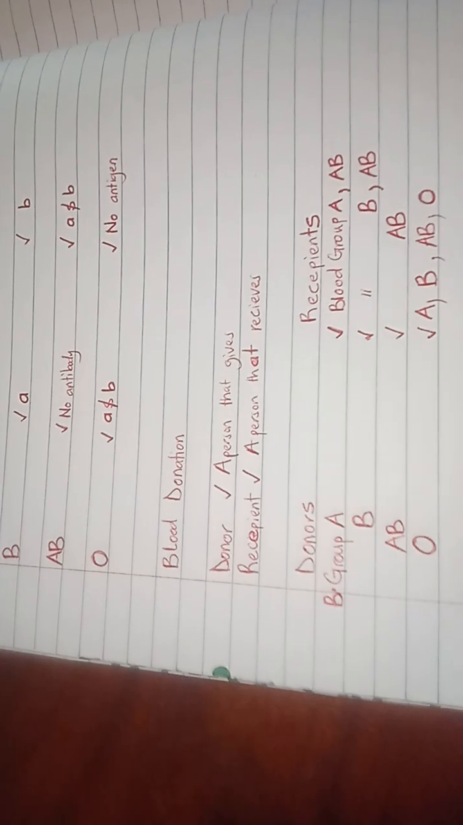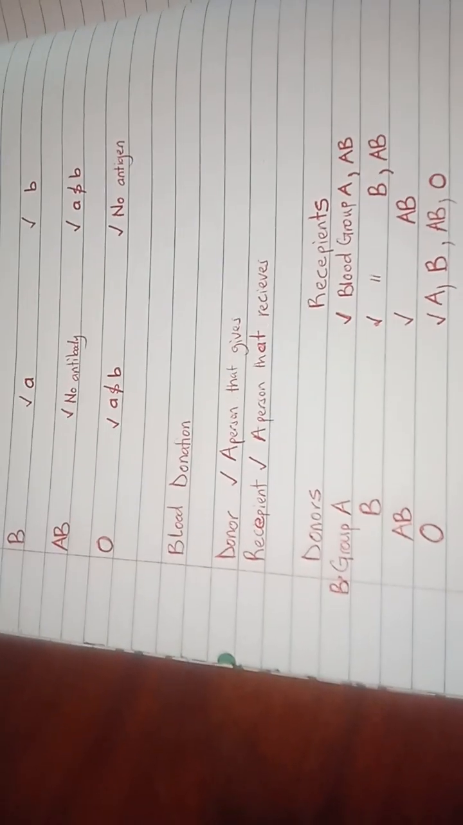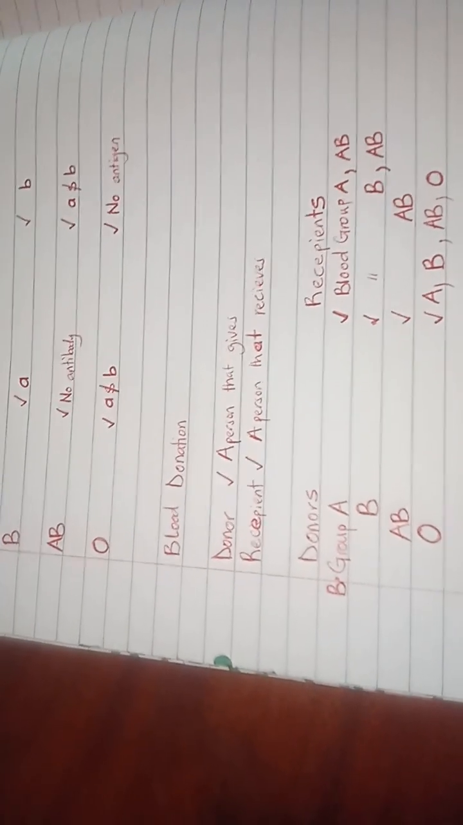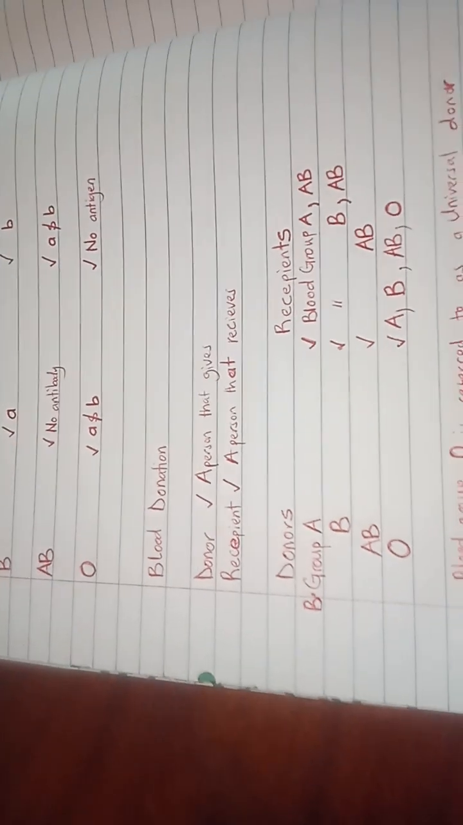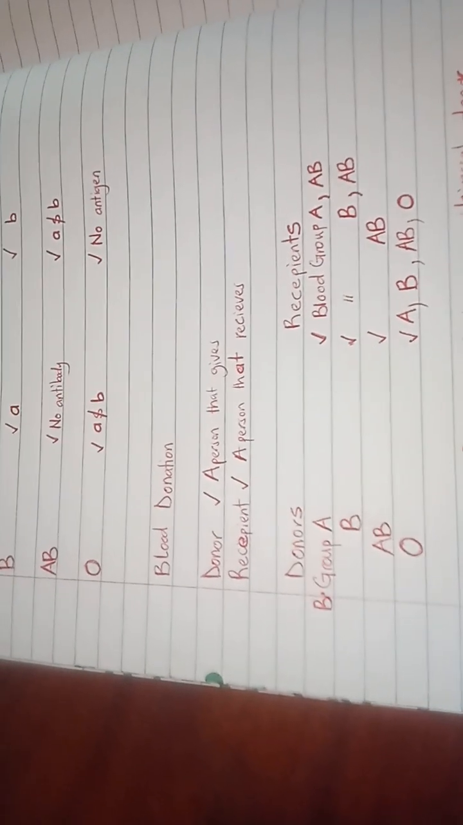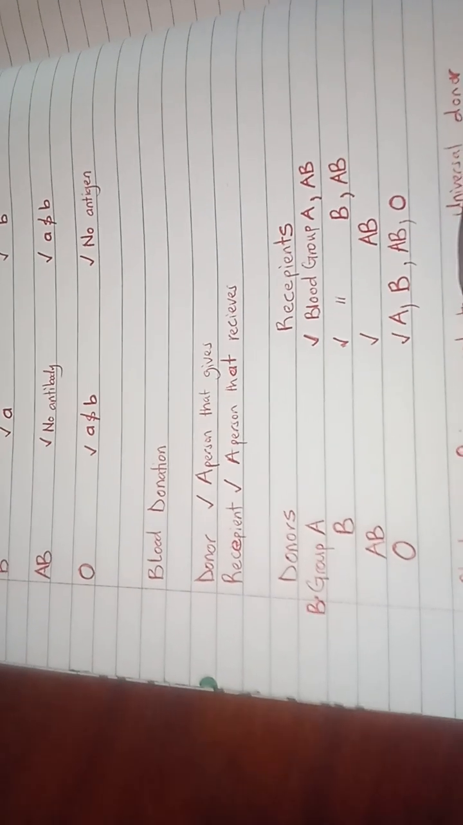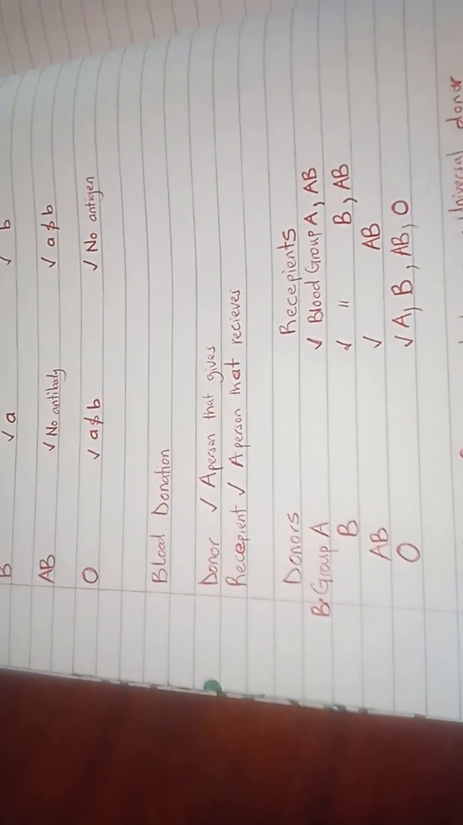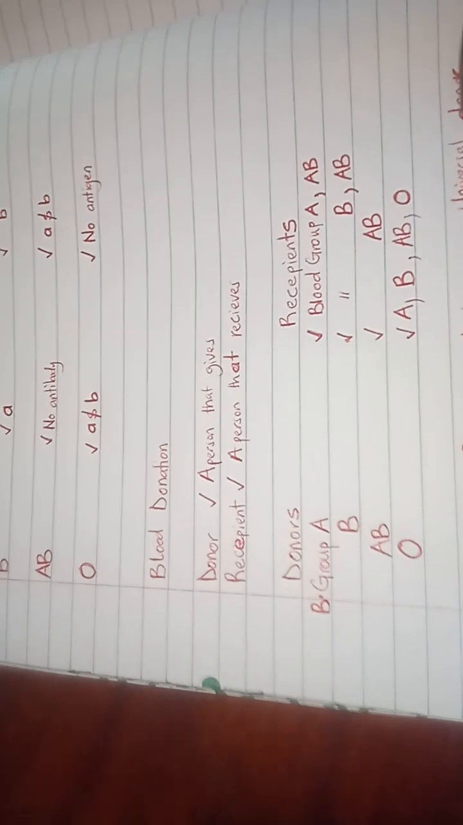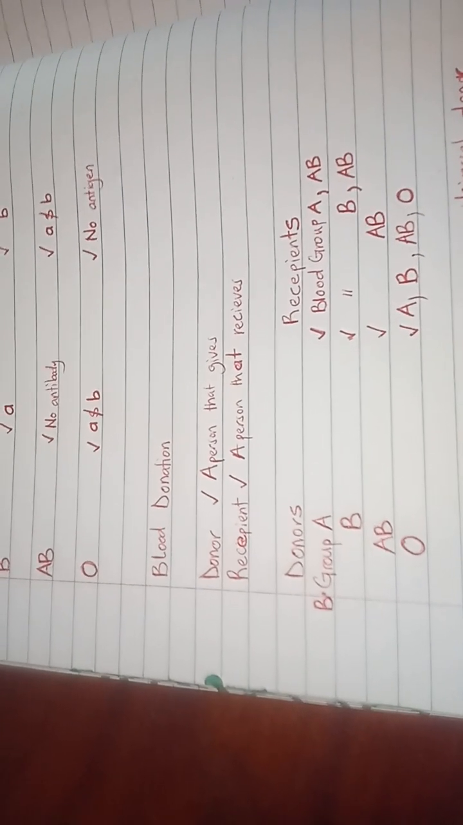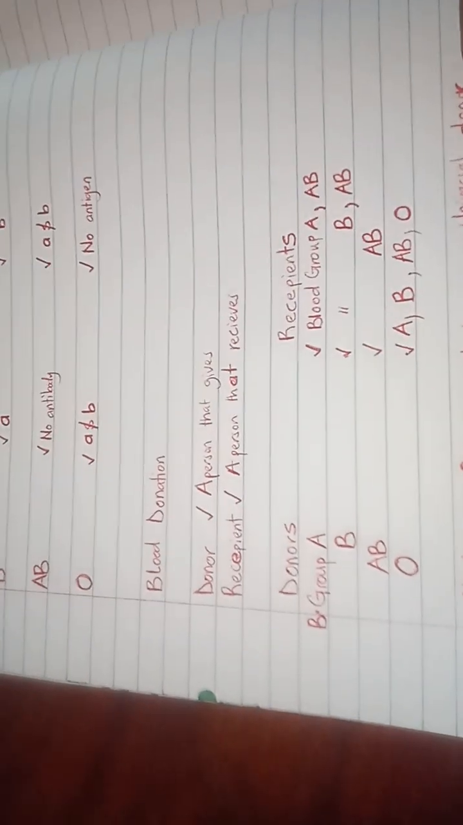And blood group AB is referred to as a universal recipient.